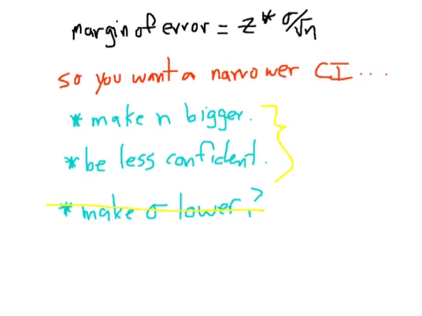Now think about, what's the problem with making n bigger? Well, it's logistically harder. You have to ask more people. So very often, there's budget restraints and things like that.